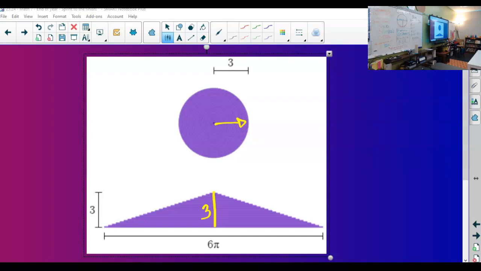So remember, for a triangle, we got to do base times height, divide that by 2.